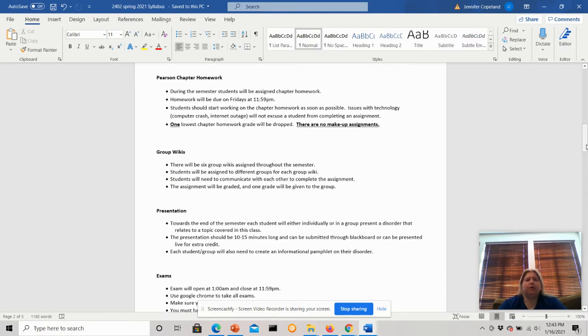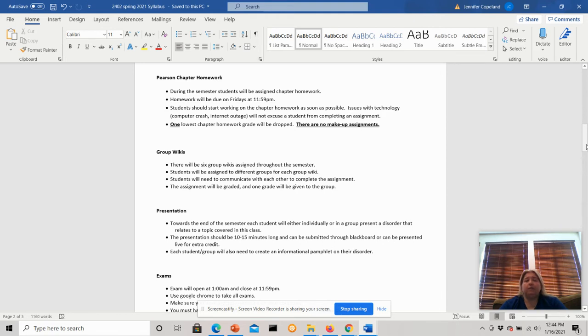Pearson chapter homework. I showed you a second ago where to go to access your homework, and it's just going to be under Mastering assignments. During the semester, you're going to have homework assigned pretty much every week, unless it's an exam week. If it's an exam week, then you're not going to have any homework assigned. And the homework is going to be due on Friday at 11:59 p.m.